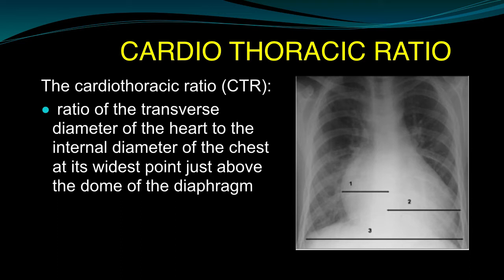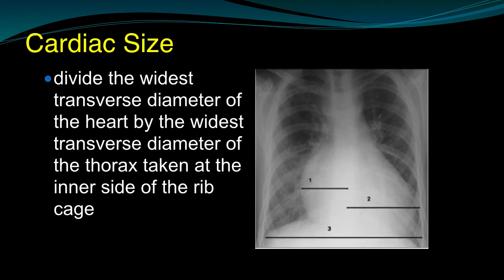Now, how do you do this? Draw an imaginary line in the middle, then measure the widest diameter on the right and measure the widest diameter on the left, which are labeled as 1 and 2. Then you add those, then divide by the widest internal thoracic diameter at the level of the diaphragm. Okay? What do I mean by internal thoracic diameter? Your line goes from the inner side of the rib cage on the right to the inner side of the rib cage in the thoracic cavity.